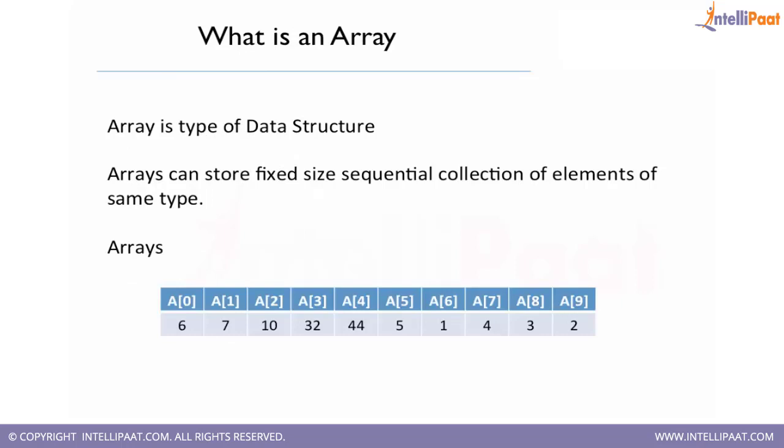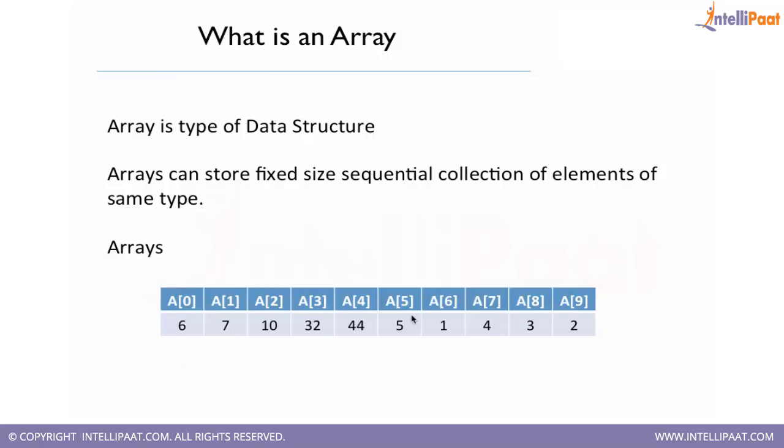What is an array? An array is a type of data structure. Why do we call an array a data structure? Because it has a pattern of storing data. An array stores a similar kind of data in a sequential manner. So if you are storing integers in an array, the array will store all the integers in a sequential manner in a continuous memory location.